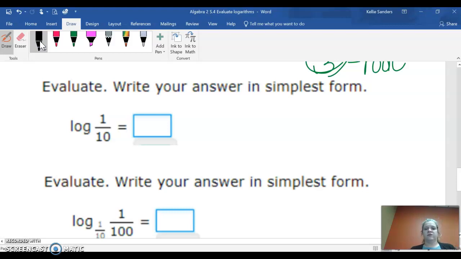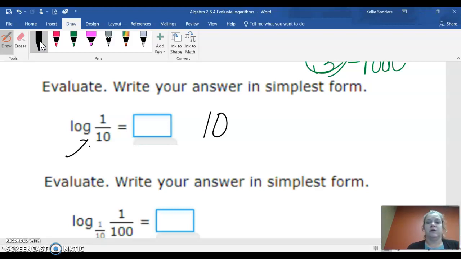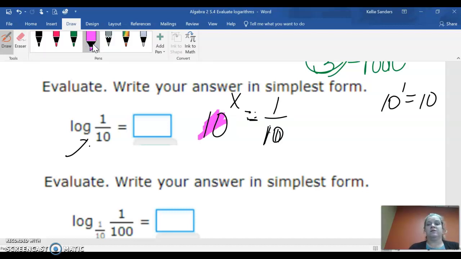Okay, evaluate. Write your answer in simplest form. So our base that they didn't give us is 10, and we don't know the exponent, and I need 1 over 10. Okay, well, 10 to the 1 is 10, right? So these numbers stay the same, which is a good thing. But that 10 turned into a fraction. This is when the negative comes in.